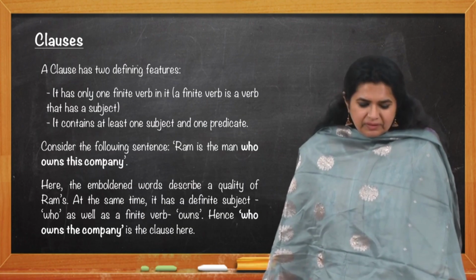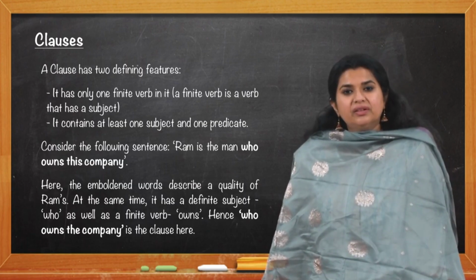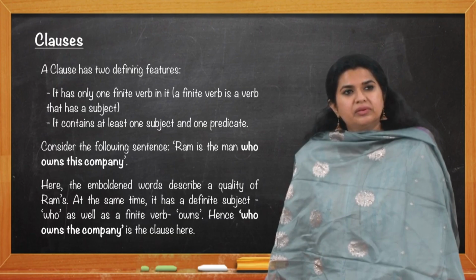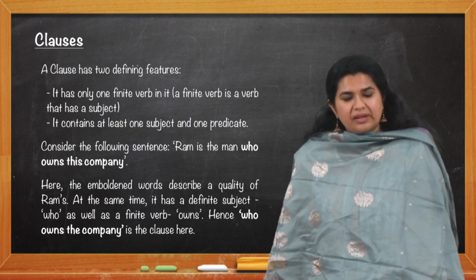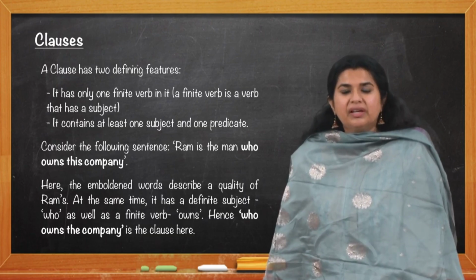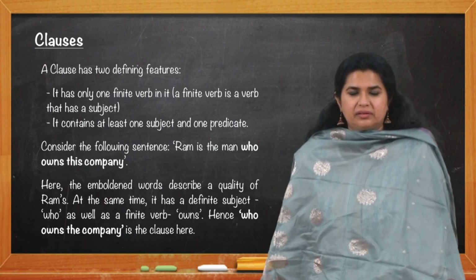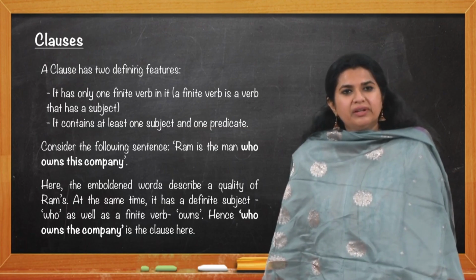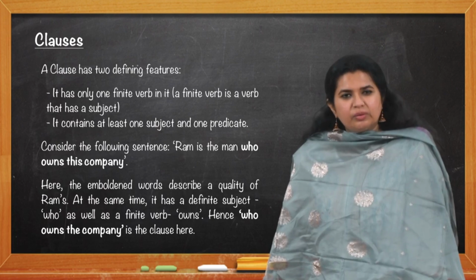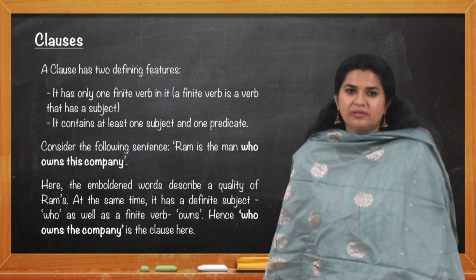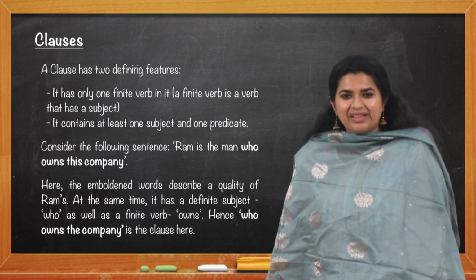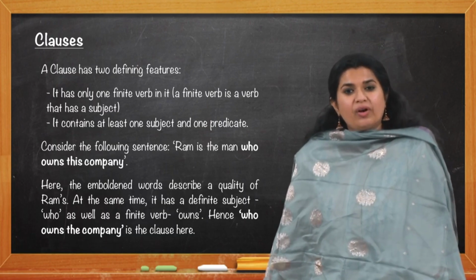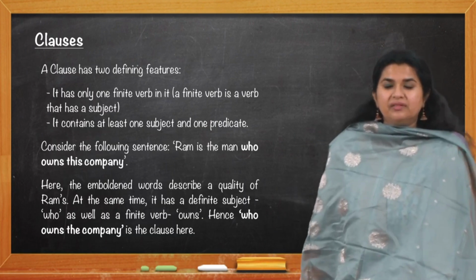So, what are clauses? A clause has two defining features. It has only one finite verb in it. A finite verb, if I may explain it here, is a verb that has a subject. If you need more explanation, we will go deeper as we proceed in today's lesson, and you will understand what exactly I mean by finite verb. A clause contains at least one subject and one predicate.